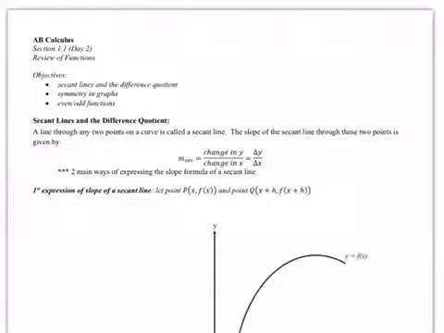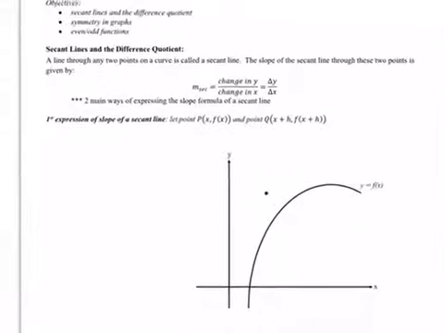A line through any 2 points on a curve is called a secant line. The slope of the secant line through these 2 points is given by the following. M subscript secant is just the slope of the secant line, which is change in y over change in x. There are 2 main ways that we express this slope formula.